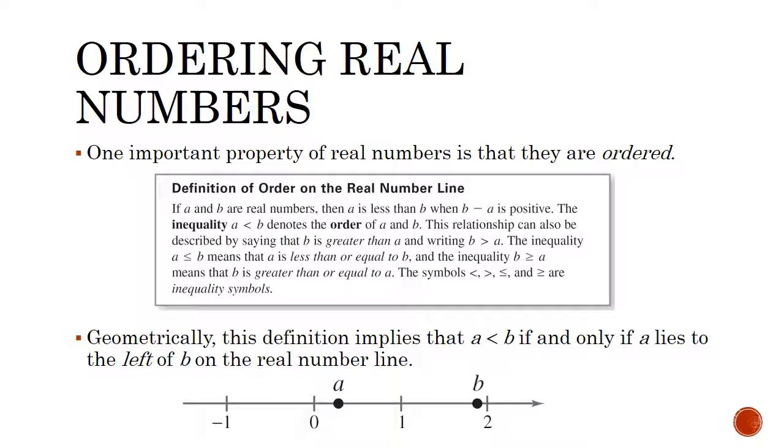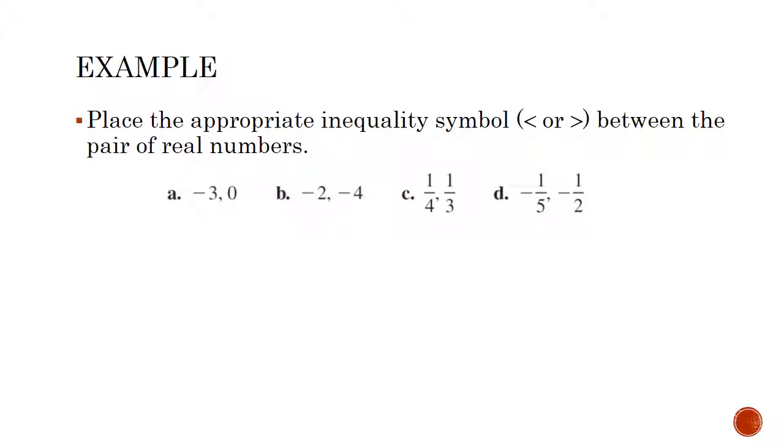We have the less than symbol, the greater than symbol, less than or equal to, and greater than or equal to. Those four represent our inequality symbols. You also could consider the symbol not equal to as an inequality, although we don't use that very much. Geometrically speaking, on a number line, a number that is to the left of another will be the smaller number. So in the example, A is less than B because A lies to the left of B.